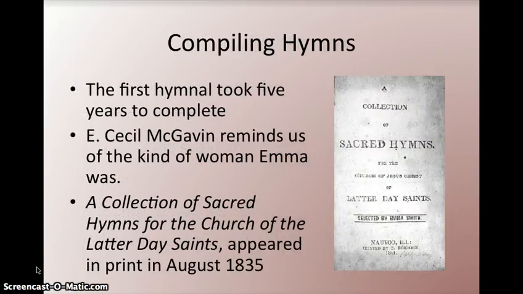The first hymnal was not published until 5 years after that revelation, but Emma fulfilled her commission under very difficult circumstances. In April 1831, she gave birth to twins who lived for only 3 hours. She and her husband then adopted twins, one of whom died of exposure after a mob invaded the home where the Smiths were staying. Concerning the fact that it took 5 years to complete, E. Cecil McGavin reminds us what a great woman Emma was. He said, "We have neglected to impress upon the minds of this generation how diligently Emma Smith fulfilled this divine mission to which she was called.